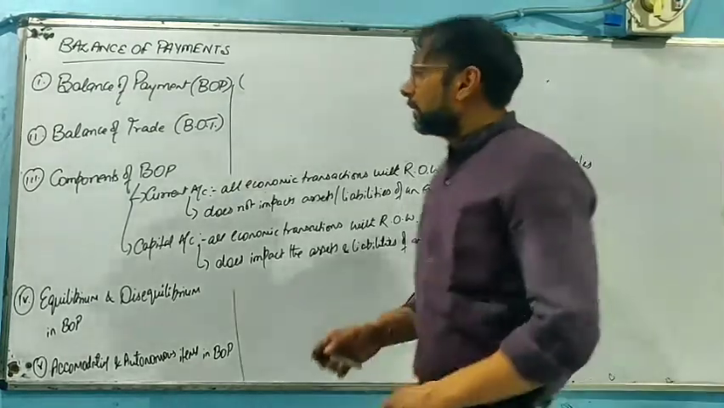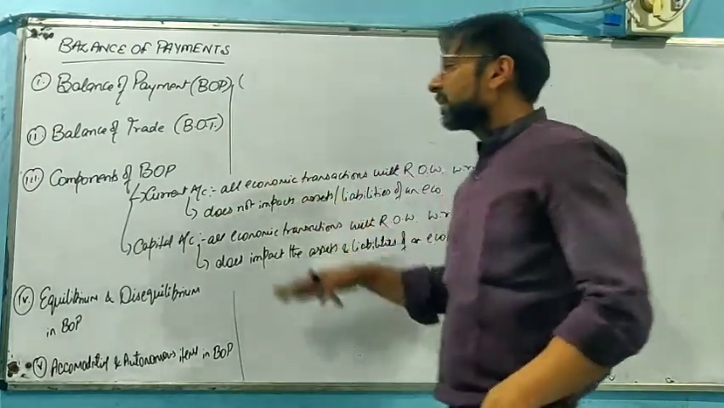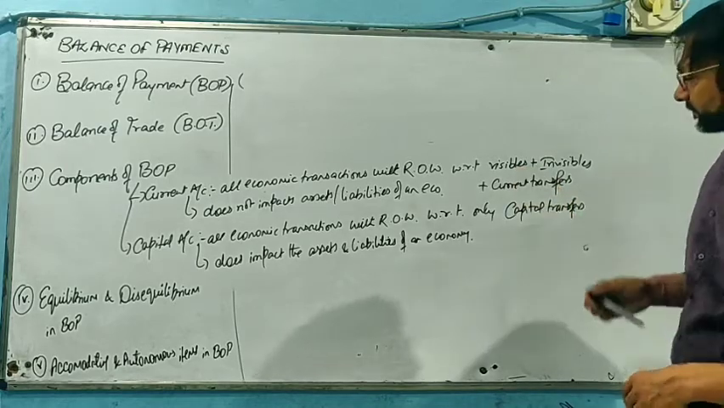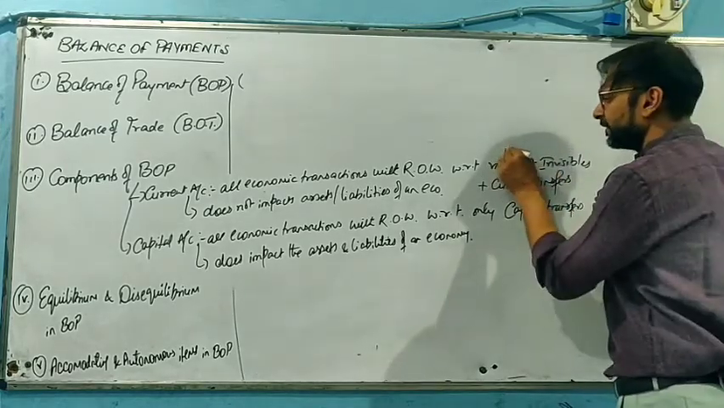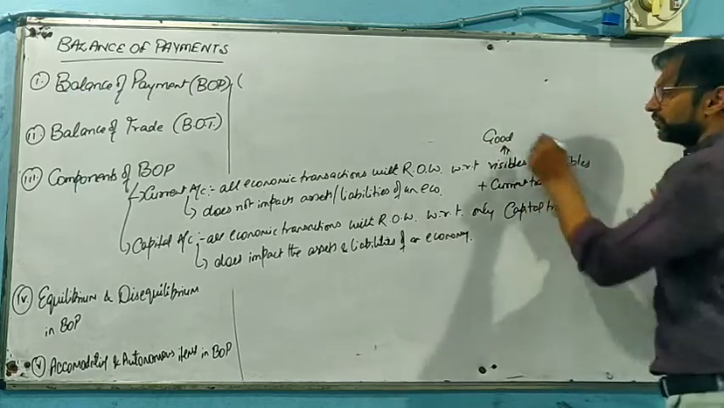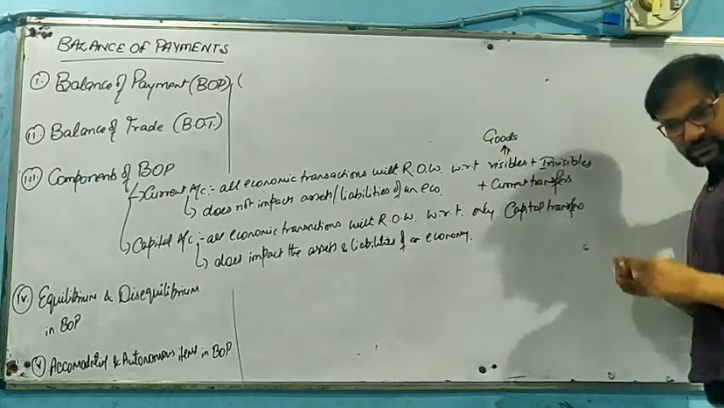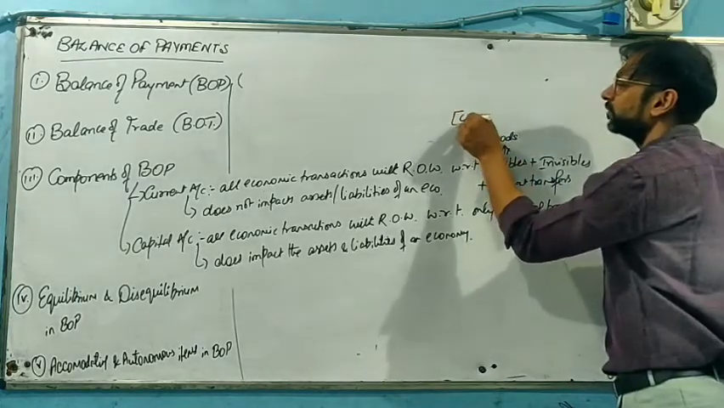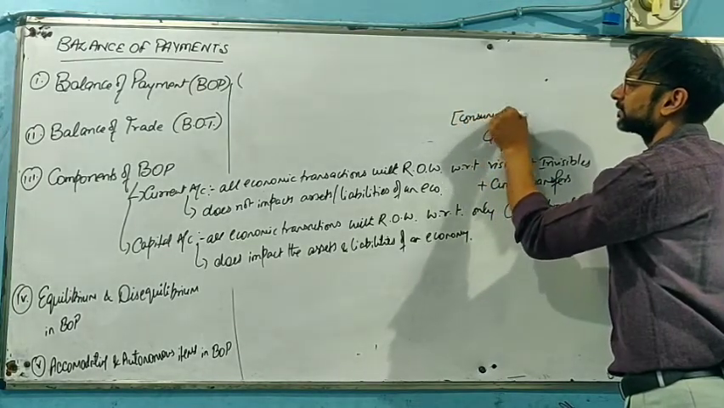Now, so basically these are the components of balance of payment. We said that in visible items we need to see goods only. Goods are concerned with consumer goods also, and capital goods also; both will be included in this format.